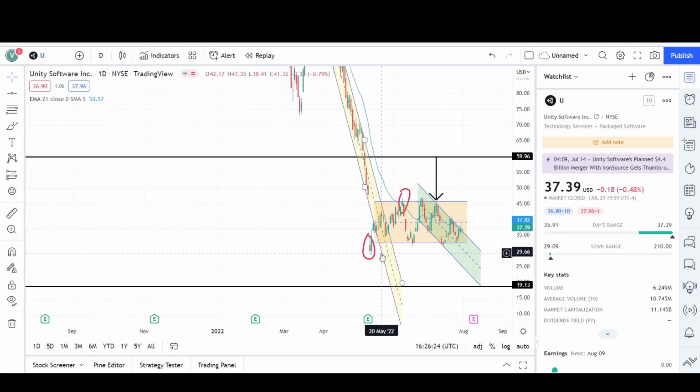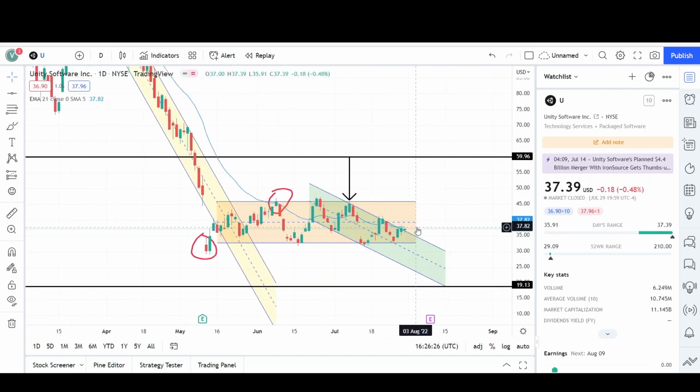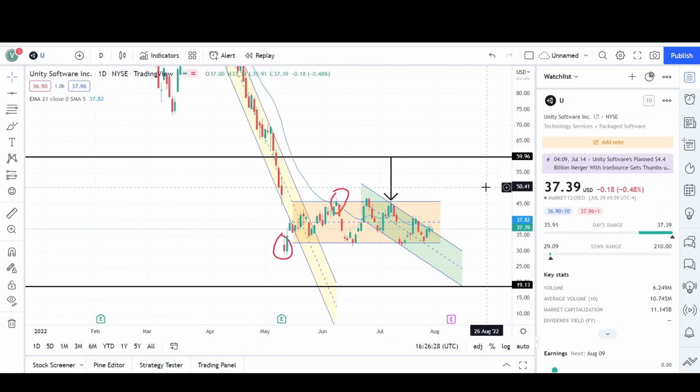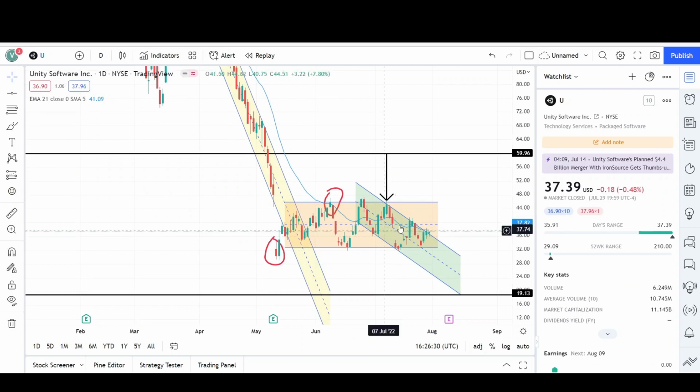But this is near the all-time lows of the stock. So we're probably going to have some longs trying to pick bottoms, and we could see a vicious down move if they are incorrect. So let's go and wrap this up on the weekly chart.